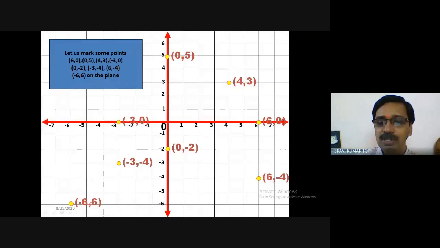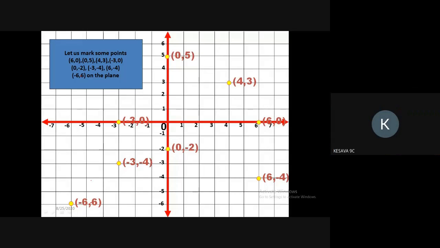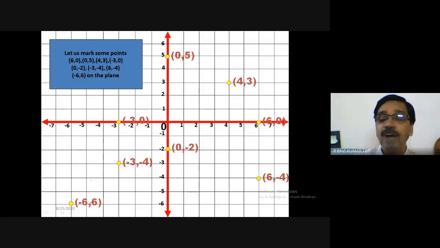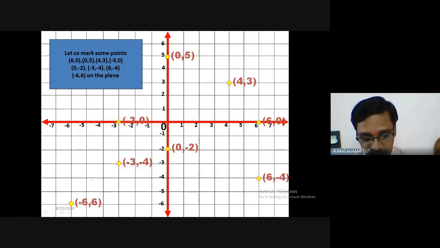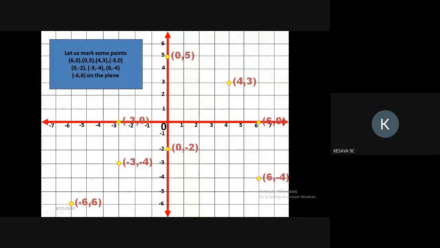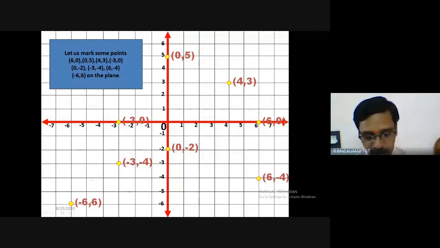The point (5, -2) can be located in or on... in or on. Come on. Fourth quadrant, sir. 5, -2 is the point. Yeah, tell me quickly. Kesava is not telling. Fourth quadrant. Come on. Fourth quadrant, right answer.